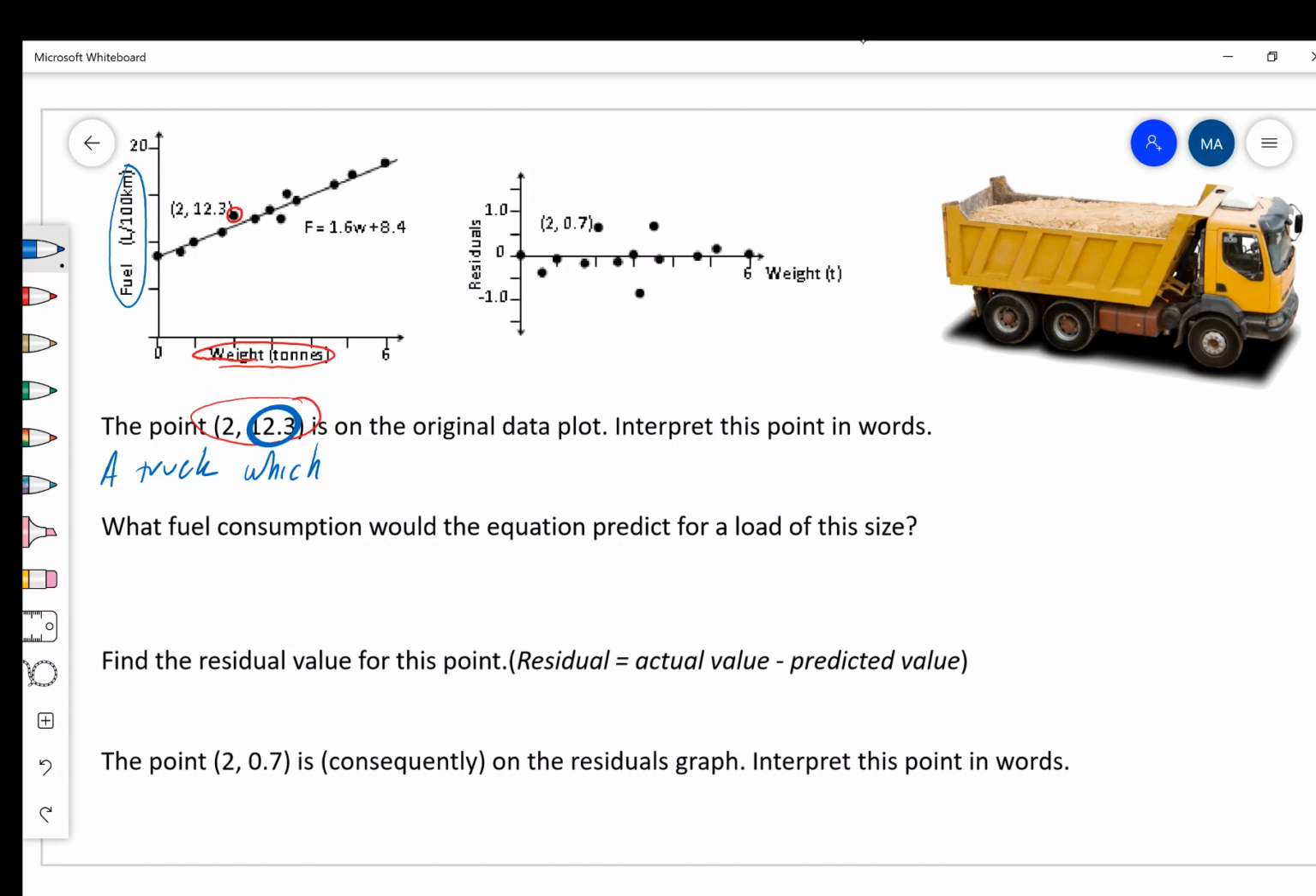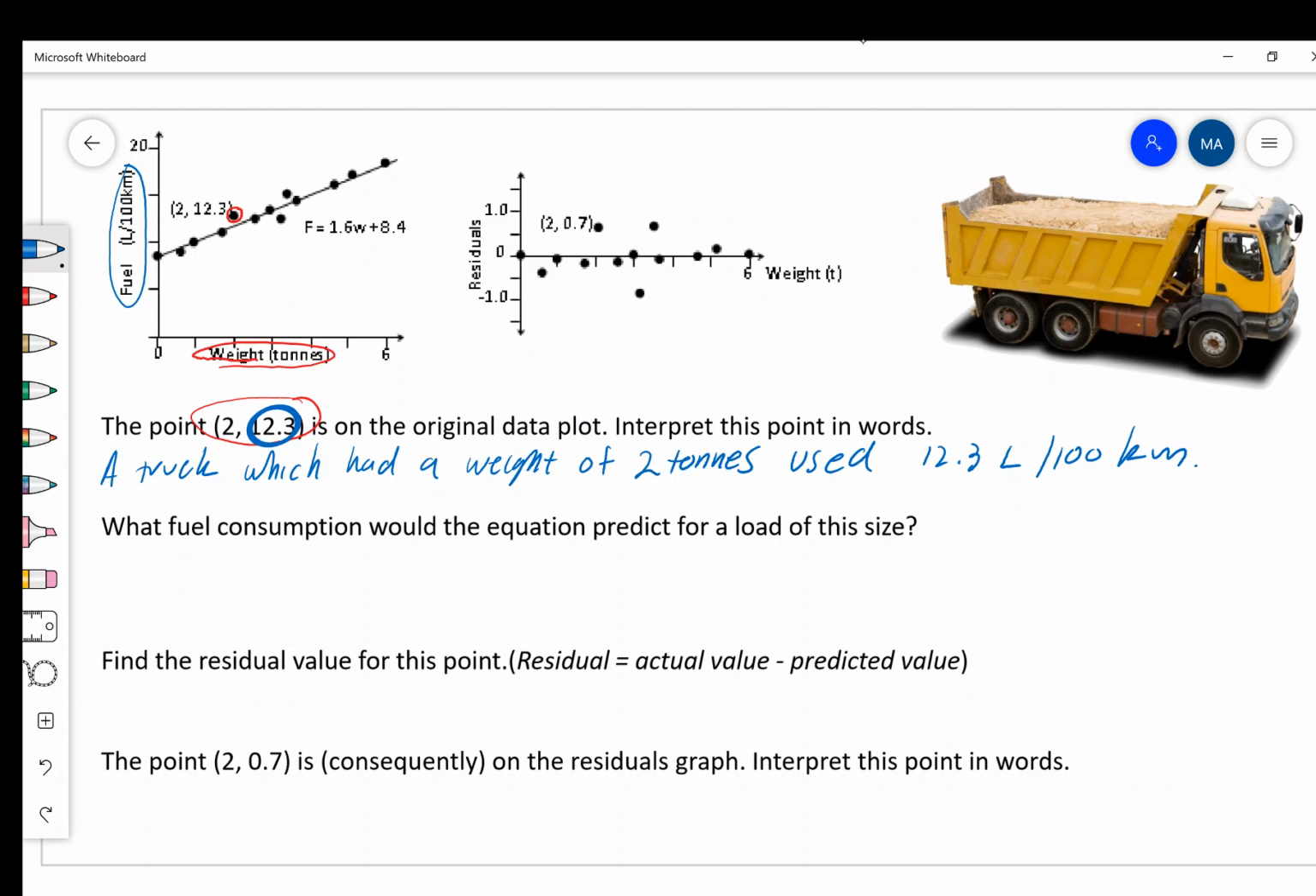So a truck which had a weight or a load, I suppose they're carrying different loads, so this is the amount that it's carrying. So you could say a truck which was carrying 2 tonnes used 12.3 litres per 100 kilometres. You can use your own words to some extent on this.